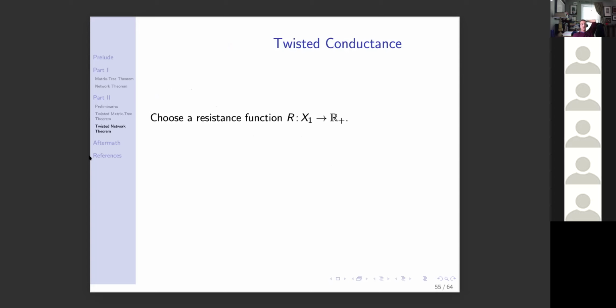Okay, so there's also twisted conductance. I'm now going to formulate the twisted network theorem. I should be done by 12:15, I think. So let's choose a resistance function on the set of edges as before. And the conductance is defined in the same way for a twisted spanning tree. I'm calling a twisted spanning tree a row spanning tree because it depends upon the line bundle. We take the product of the conductances along the edges, and then we put in a factor of the modified holonomy along the twisted spanning tree.